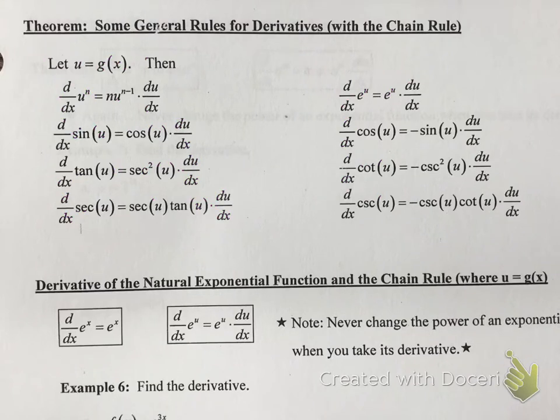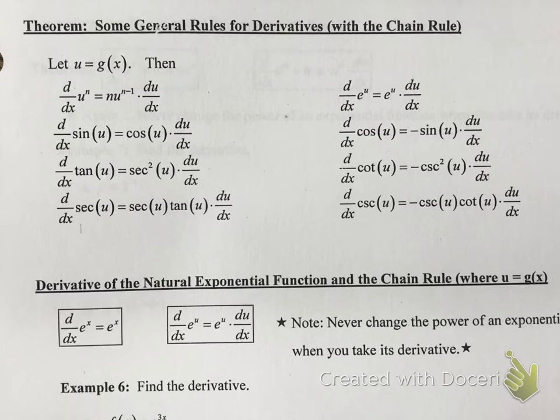Okay, so on the next page, which is page 18, we have a theorem of some general rules for derivatives with the chain rule. So if you have something complicated, like for instance, a binomial to the nth power, this becomes n times u to the n minus 1 times the derivative of u with respect to x. If I have sine with something complicated inside the parentheses, then I take the derivative of sine, which is cosine u, and then I take the derivative of the inside function, so that's du dx.